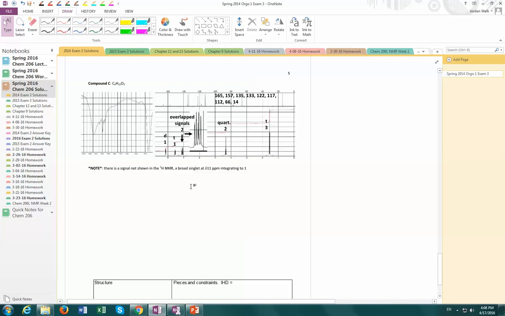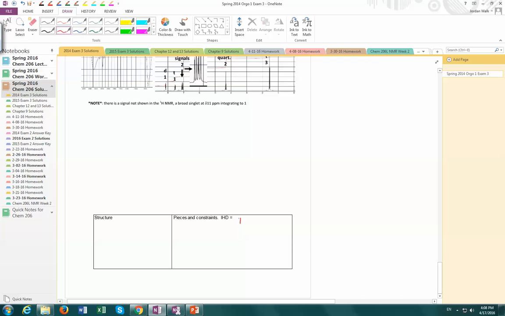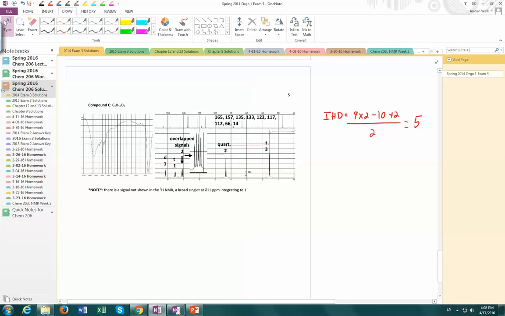Okay, so let's see. The first thing I would do is start with the IHD. That's going to be 9 times 2 minus 10 plus 2 divided by 2. So that's 18 minus 10 is 8, plus 2 is 10, divided by 2 is 5. All right, so I'll go down here and say, hey, I think we've got an IHD equal to 5.